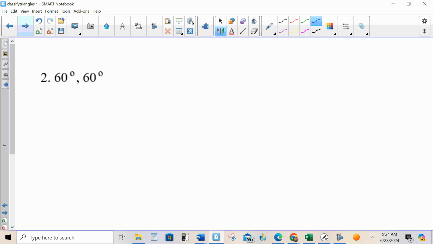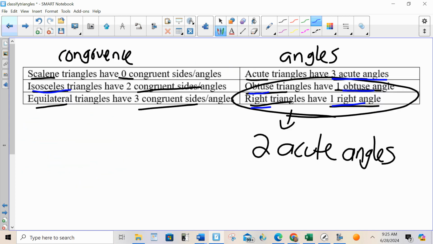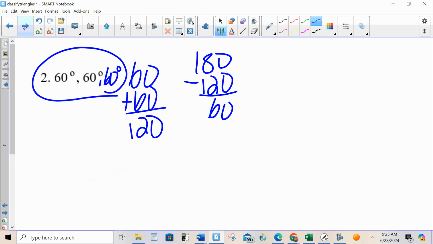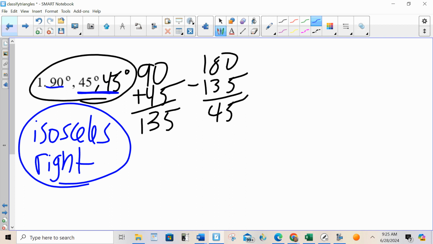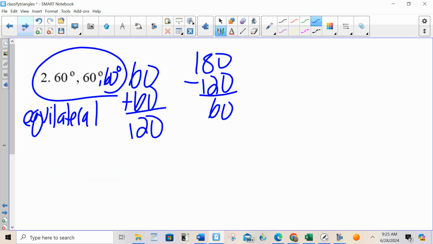Number 2, when I'm given 2 angles of a triangle, to find the third, I add them up and subtract from 180. So I have 60, 60, 60. The first question is scalene, isosceles, or equilateral. Since it has 3 congruent angles, they're all the same, it's equilateral. And finally, to classify it the other way by its angles, since it has 3 acute angles, all 3 angles are less than 90, it makes it an acute triangle.